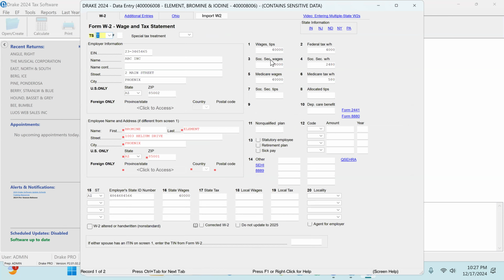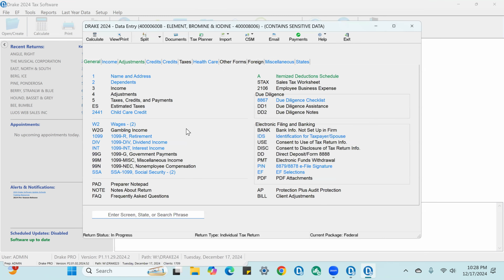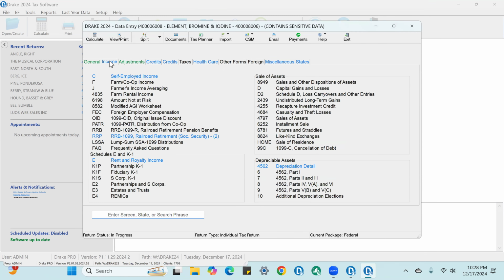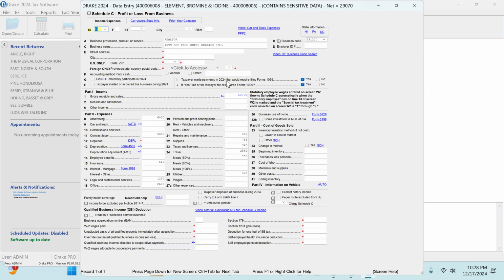The first person, they're part-time, they're not full-time. Okay. It's 40K. And then page down, go to spouse. And then the wife has a part-time real estate business.